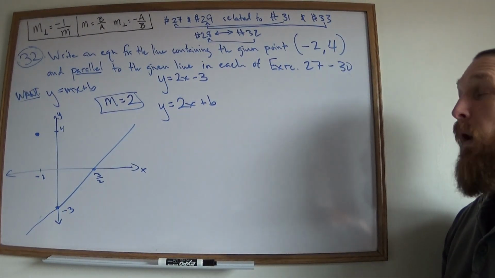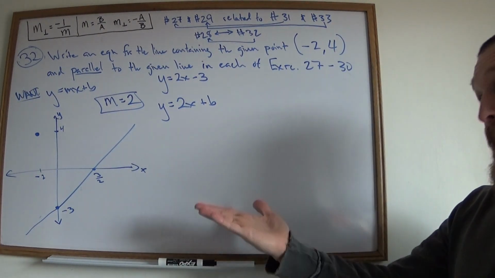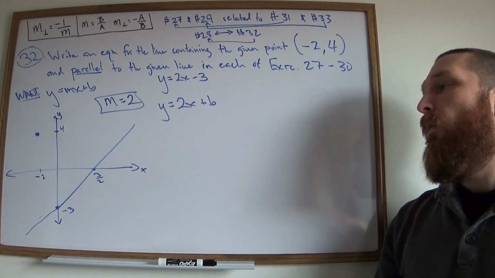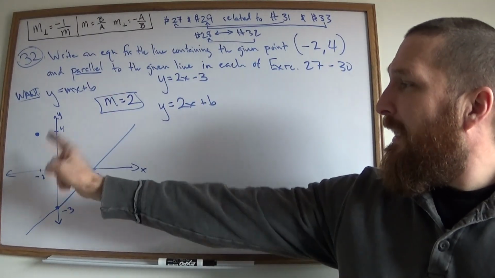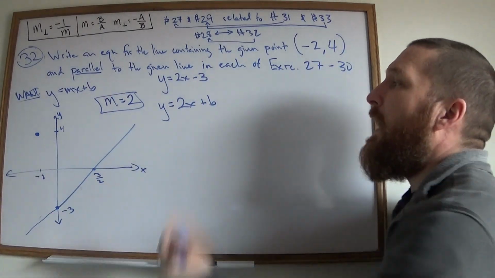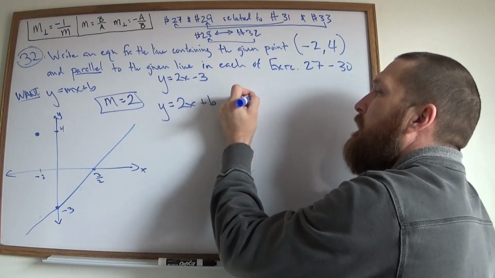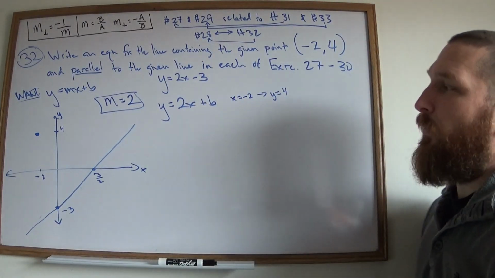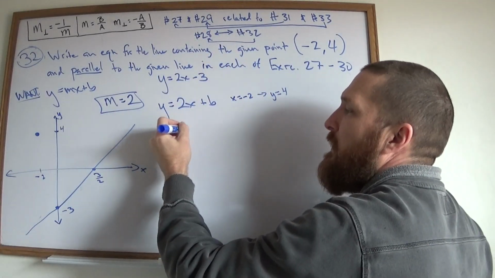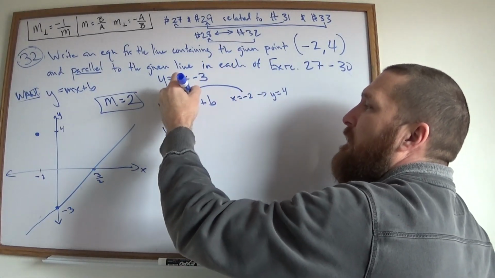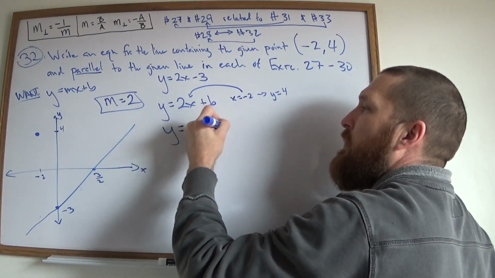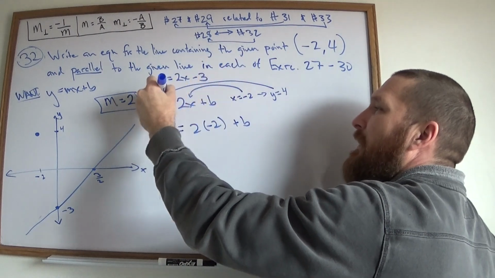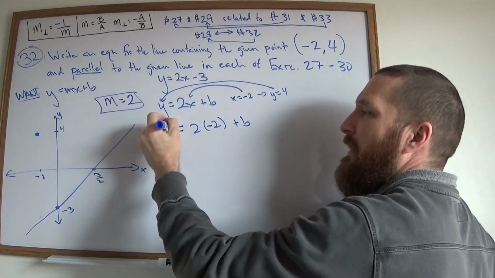How do we find b? Well, we've been playing this game for a while now. If we have a point, we could find one unknown. We could say that when x is equal to -2, then y must be equal to 4. When x is equal to -2, that means y must be equal to 4 for it to go through that point. So let's plug in x equals -2 into here. We get 2 times -2 plus b. That has to be 4. That has to give me a 4 right there.